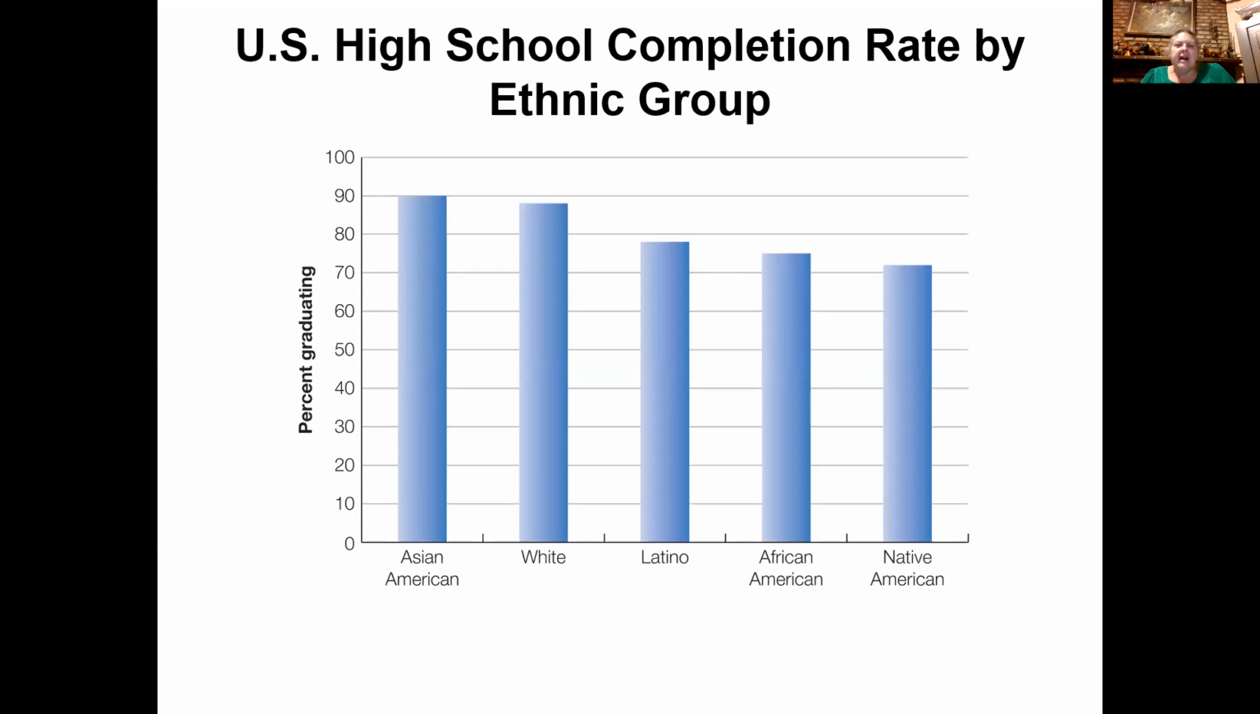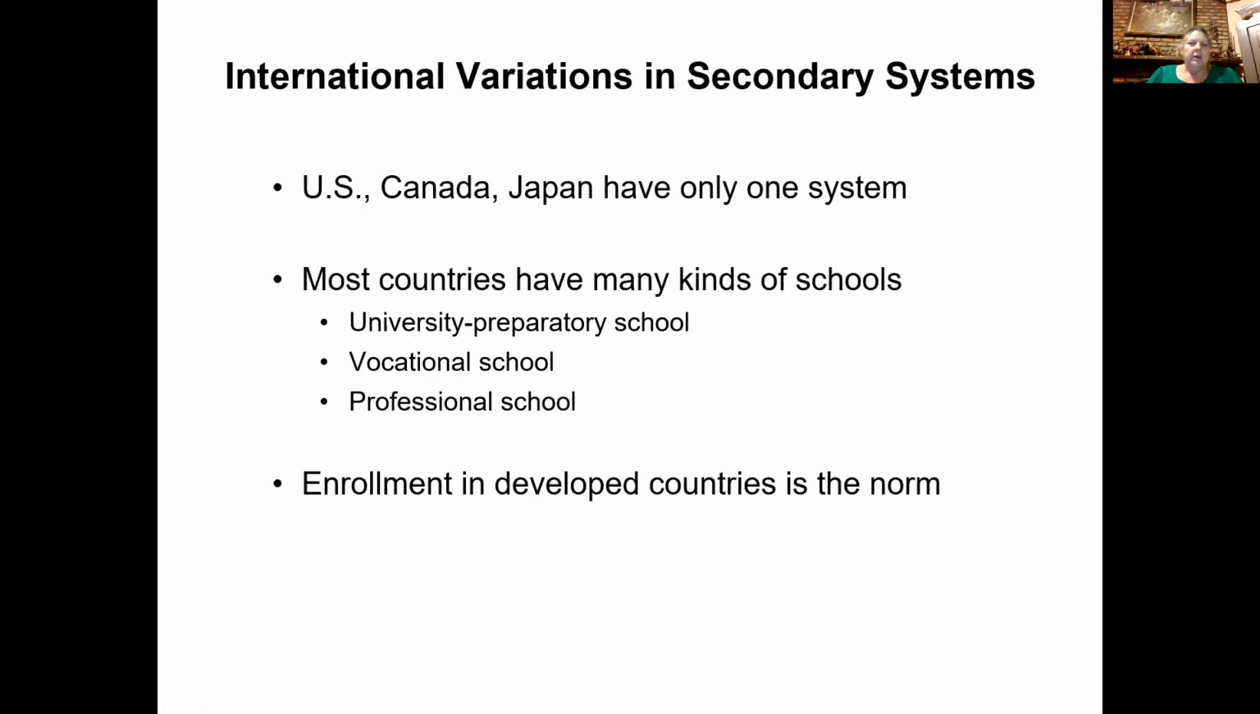This graph shows high school completion rates by ethnic group. This is, I think, a 2017 graph. Asian Americans have the highest graduation rates with like 90%. Whites follow that with somewhere, you know, over 85%. Latinos are the next group, and then African American, and then Native American. So this is just looking at completion rates.